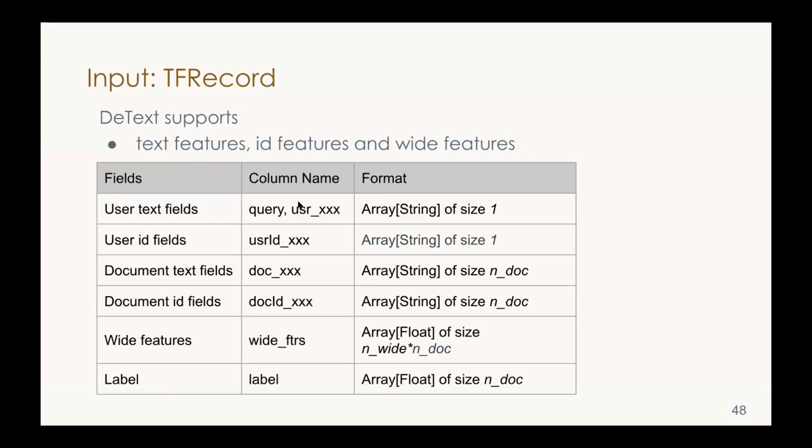For example, if you prefix the user text fields with user underscore, then DeText will recognize it as a user text field. Similar to that, if you prefix it with user ID, then it recognizes it as a user ID field.